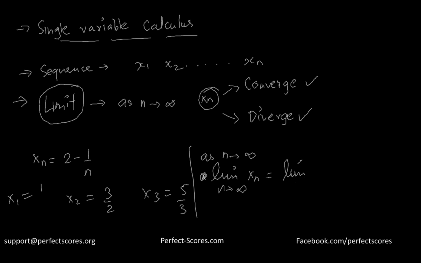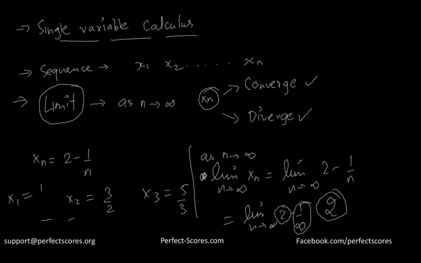So where does this limit go? As n approaches infinity, 2 minus 1 over n becomes 2 minus 1 over infinity. Anything over infinity approaches 0. So that means this limit is going to approach 2. As you keep going further, from x4 to x5 to x6 all the way till x100 or x1,000 or x1,000,000, the terms approach 2 as n approaches infinity. So this is an example of a converging sequence. I hope you got that, guys.